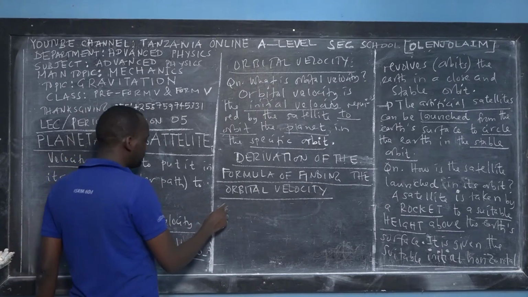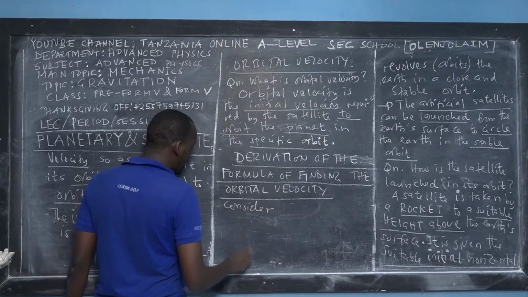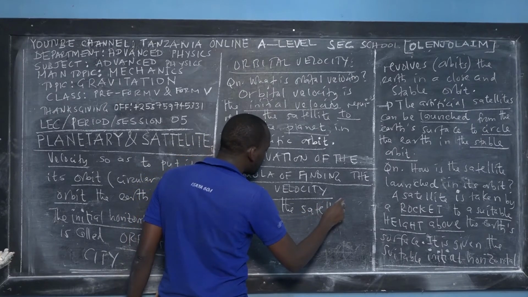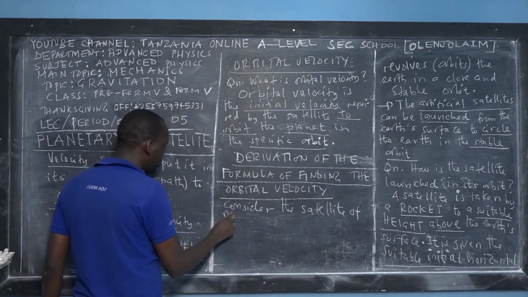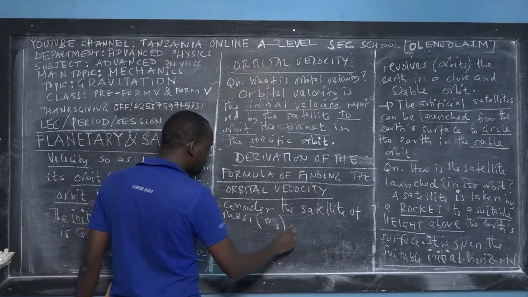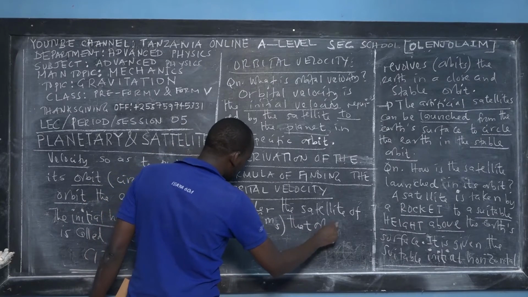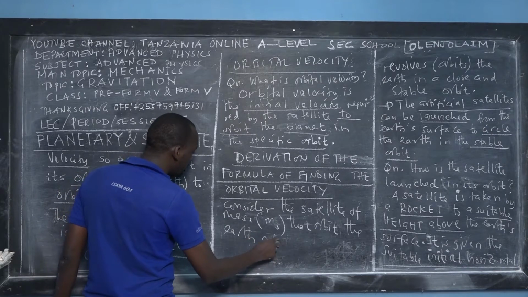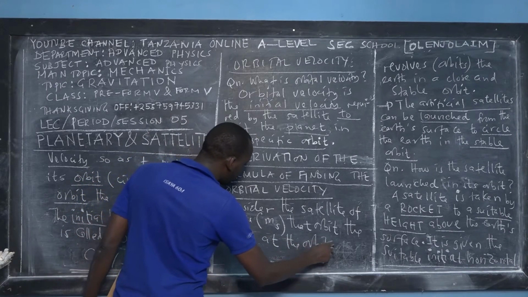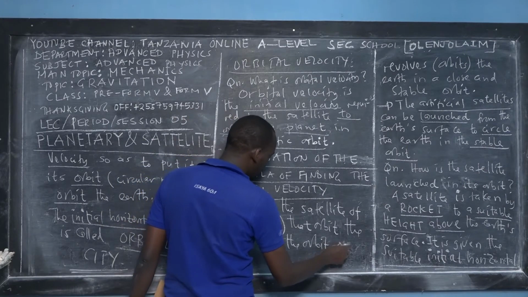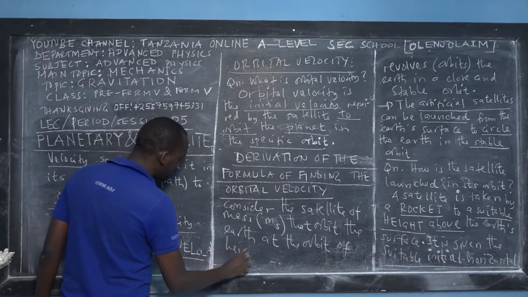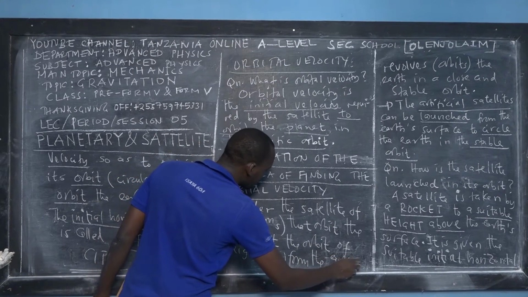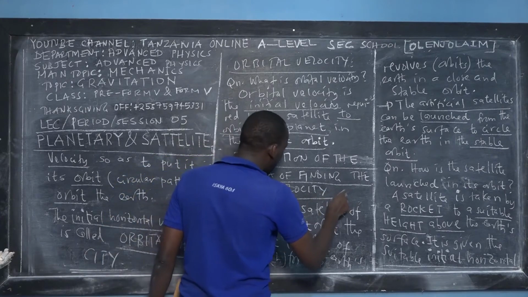So we say that consider the planet, not the satellite, of mass ms that orbits at the orbit of height h from the Earth's surface. So this is the first step of our derivation.